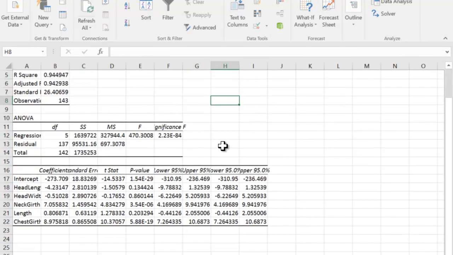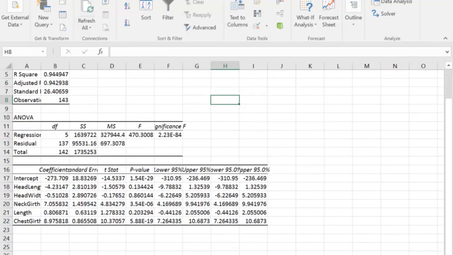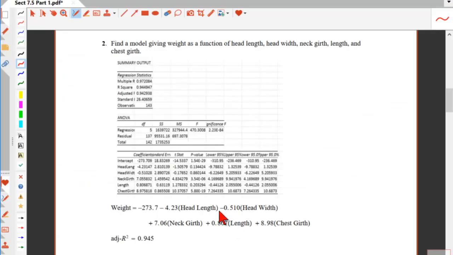So that's how I got the output screen that's on the notes here. And we use it the same way. Come here to the coefficients and pull off all of these numbers. Be sure to keep them associated with their right variable.